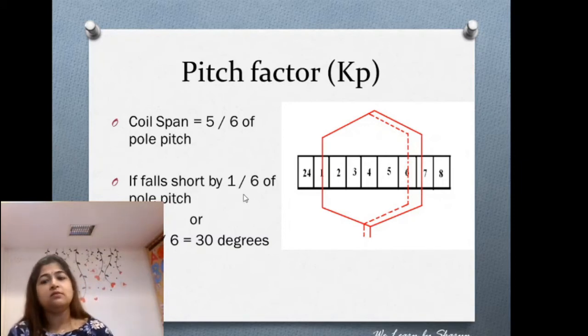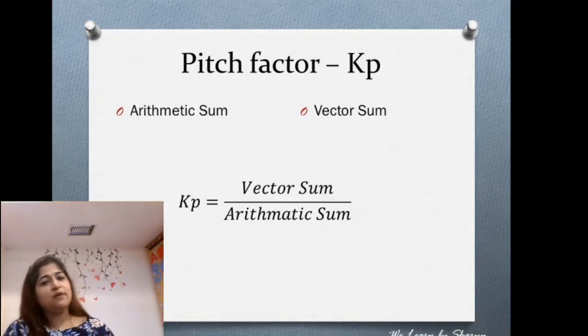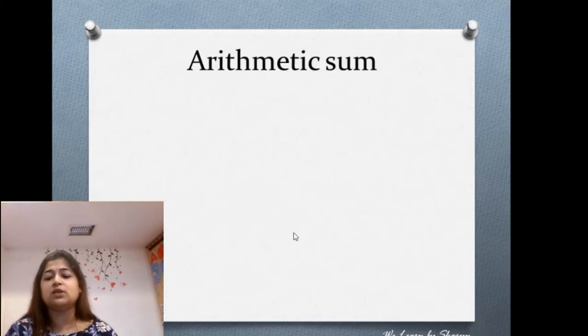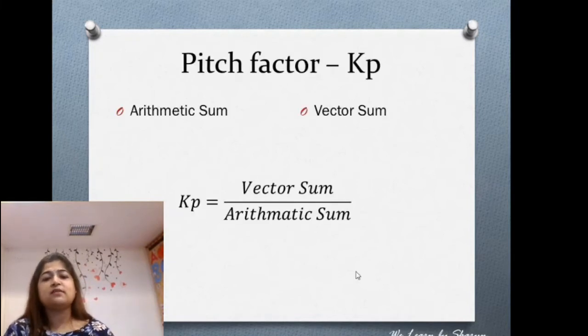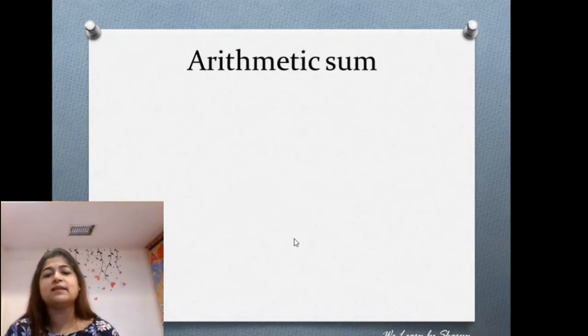That is one angle, that is beta. Beta is given by 180 by n. 180 by n is giving you 30 degrees here, meaning it has got shorted by 30 degrees electrical. Clear? So we'll find out the pitch factor. Pitch factor is nothing but the ratio of vector sum to the arithmetic sum.